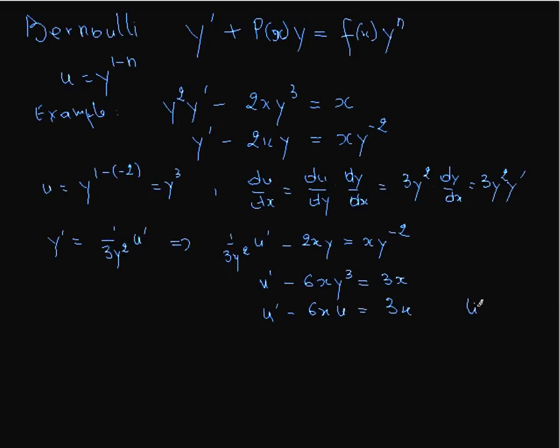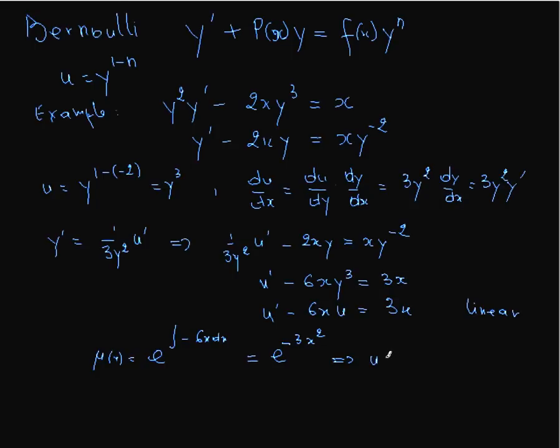Now this is a linear equation, and we just need to solve it. Here p(x) is minus 6x, f(x) is 3x. So we first apply the integrating factor. Mu(x) is the exponential of the integral of p(x), that means minus 6x dx. If you integrate minus 6x, you obtain negative 3x squared. And then you can write the formula for u.